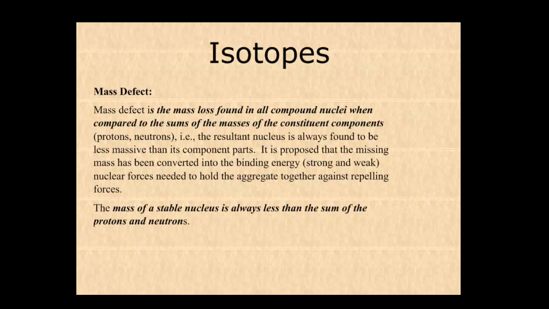Mass effect. Mass effect is the mass loss found in all compound nuclei when compared to the sum of the masses of each individual component, meaning the protons, neutrons, and electrons. The mass of a stable nucleus is always less than the sum of the protons and neutrons, and we usually exclude the electrons in the calculation of mass effect, because they are so much smaller than the protons.